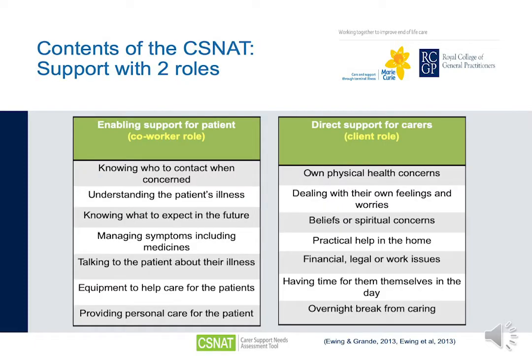The contents of the CSNAT covers carer support needs both in their role as co-workers and as clients. You may remember this from Module 1. So to recap, as co-workers, carers need support with knowing who to contact when concerned, understanding the patient's illness, knowing what to expect in the future, talking to the patient about their illness, as well as practical matters such as managing symptoms, including medicines, equipment to help care for the patient, and providing personal care for the patient.